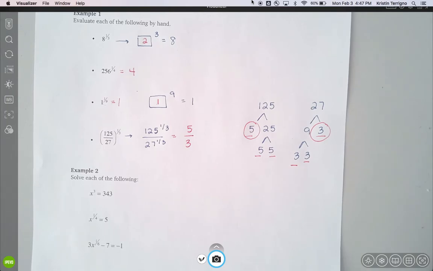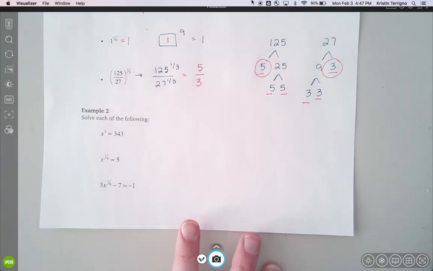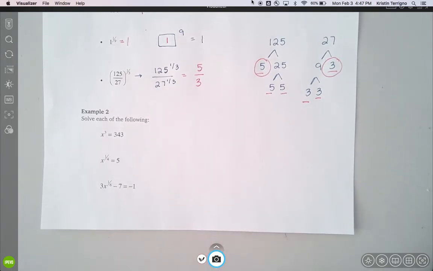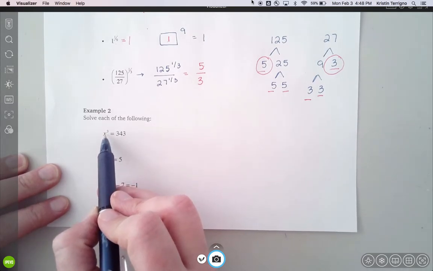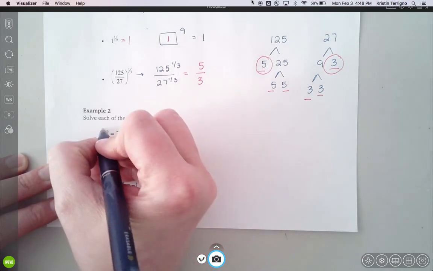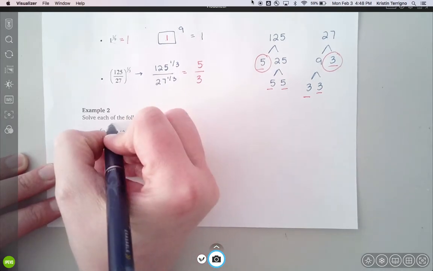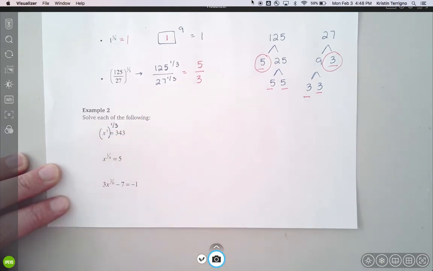Okay, example 2 is solving equations using these things. And you may have some other ways to solve some of these. We'll get to that in the next couple of days here. I am going to assume that we're using a calculator here, although you certainly could do these without a calculator as well. So the whole idea here is, what power could I raise this thing to get rid of a 3? And remember that when you raise a power to a power, you multiply. So I could raise this to the power of 1/3, because when I do 3 times 1/3, that's going to cancel itself out.